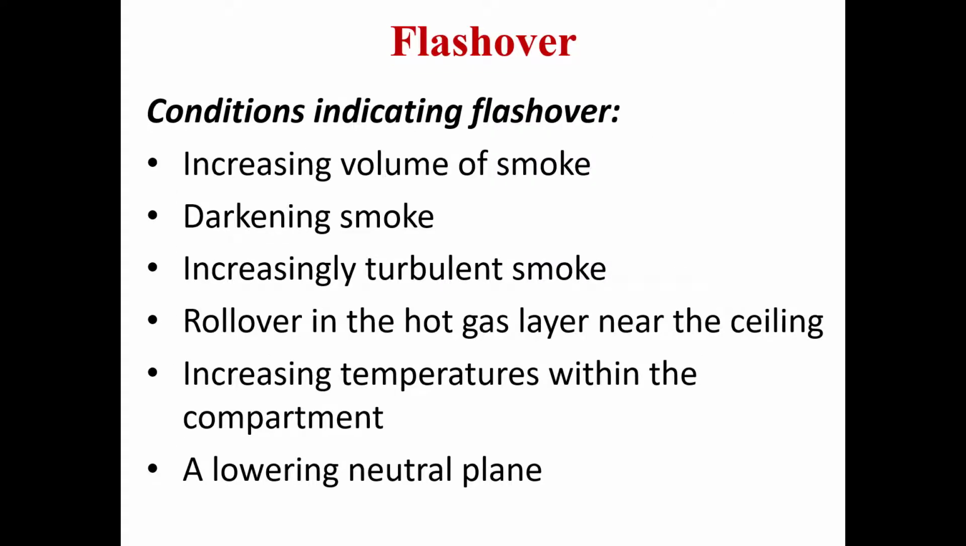Conditions indicating flashover include increasing volume of smoke, darkening smoke, increasing turbulence in the smoke, rollover in the hot gas layer near the ceiling, and we'll explain the term rollover in the next slide, increasing temperatures within the compartment, and a lowering neutral plane. By a lowering neutral plane, we mean that the smoke is coming down from the ceiling and getting closer to the floor.